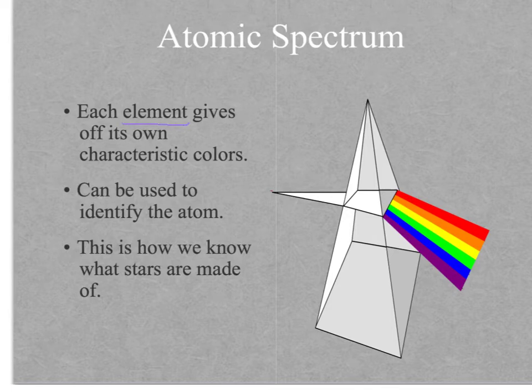Each element gives off its own characteristic colors. Hydrogen would give off a different color than bromine, and that would give off a different color than oxygen, and so on. This is a way that we can identify various atoms. This is also how we know what different stars are made of.